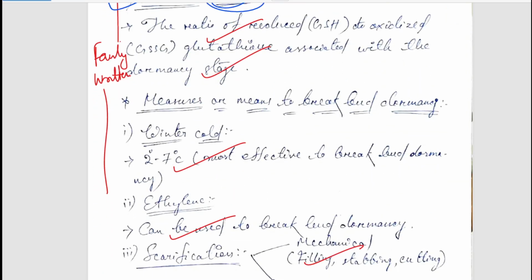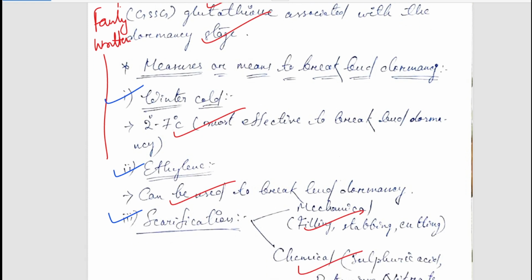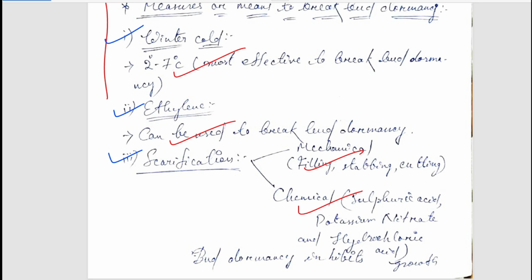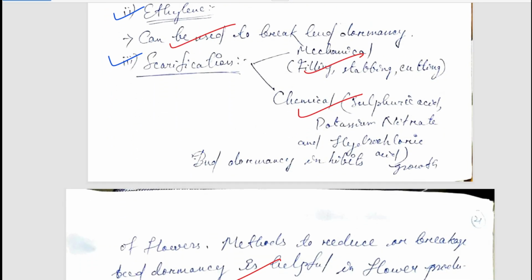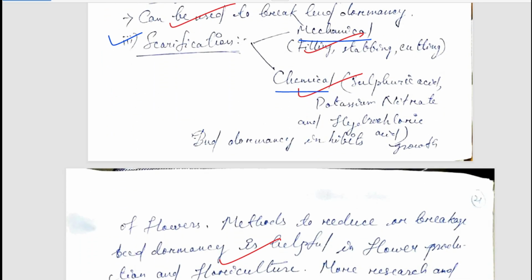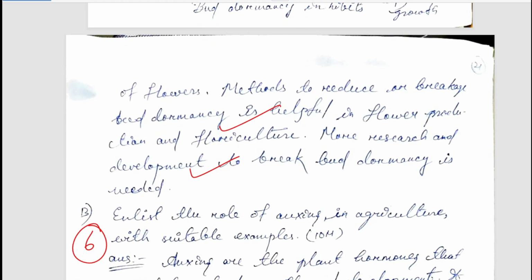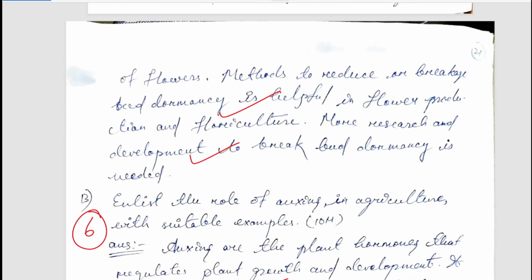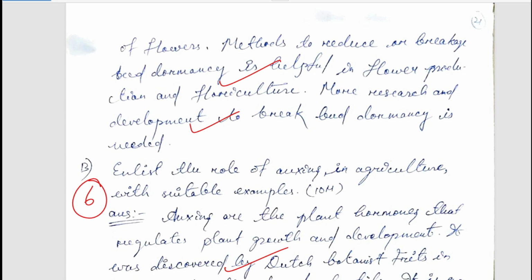Now measures have been mentioned, obviously. Cold treatment, okay, we can do cold treatment to break dormancy. We can use it highly to break dormancy. Scarification, that is creating a scar in the bud so that dormancy can be broken. There are various ways, mechanical ways and chemical ways, so that could be done. So these are the measures to break it, and I think very well written. Now let's move to the next question.